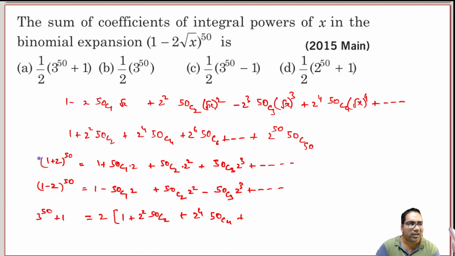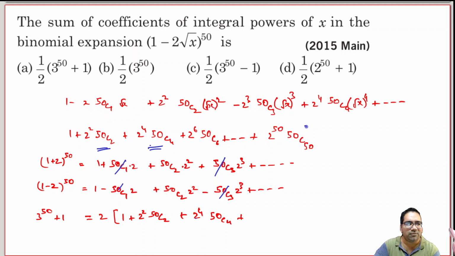Now, if we add both of these, what is this? This is 3 power 50 and this is (minus 1) power 50, which is equal to 1. This should be equal to 2 times this, and this and this will get cancelled. Only even powers will be left, which is what we are looking for. So we'll be left with 2 times (1 plus 50c2 into 2 square plus 50c4 into 2 power 4, etc.), which is exactly the same summation that we are looking for.